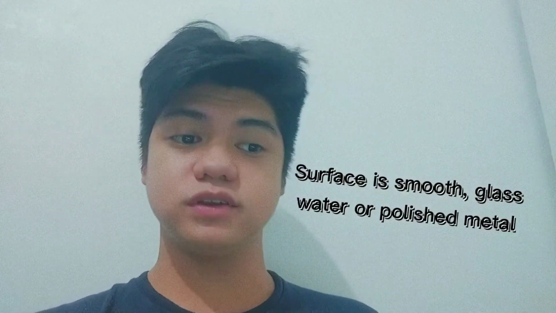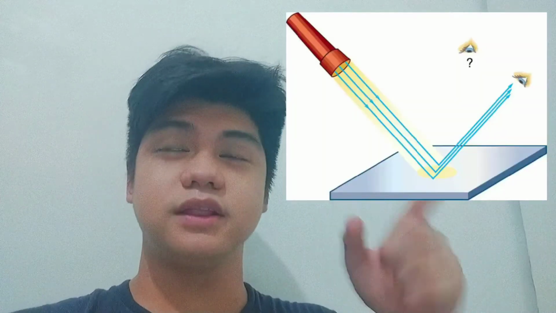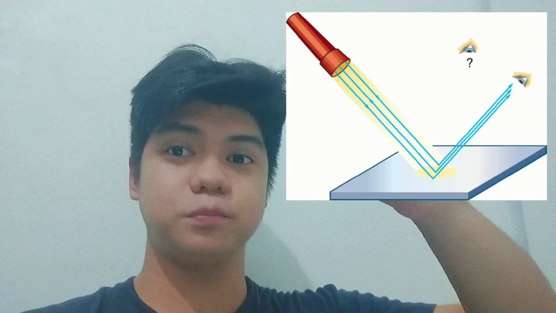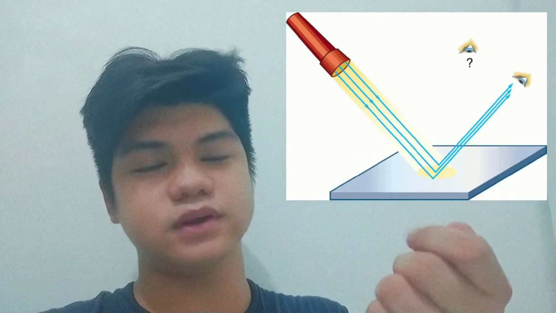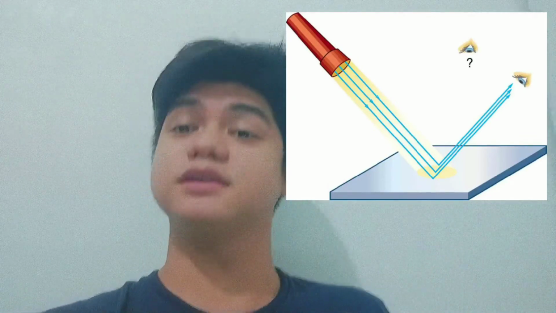Next is reflection. Reflection is when light bounces off an object, if the surface is smooth and shiny like glass, water, or polished metal. This explains what happens when you have a laser pointer and you point it at a mirror. If you angle your laser at maybe 90 degrees, the light reflects off that mirror at the same degree that you put it on. So when you put it at 90 degrees, it reflects at 90 degrees also. The light will reflect at the same angle as it hits the surface.